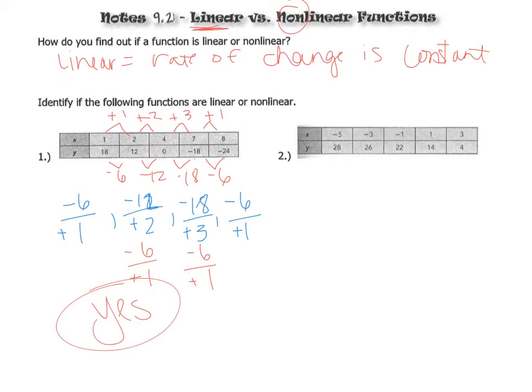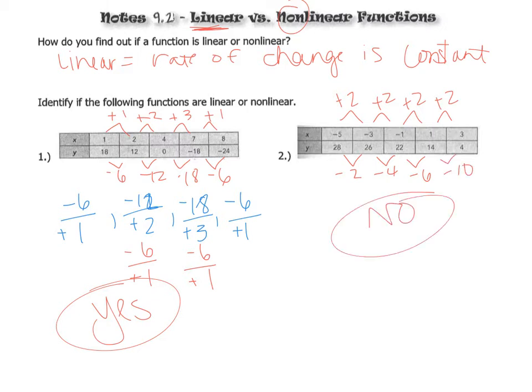But let's look at the next one. I have +2, +2, +2, +2. So right now it looks like it might be linear. The only way this will be linear is if Y also does the same thing. So -2, -4, -6, -10. So no, my rate of change is switching every single time.